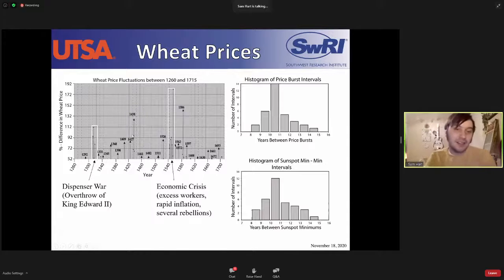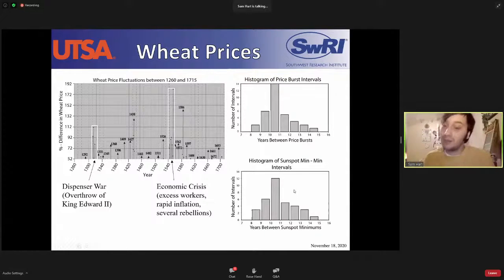So if you take each number and subtract the last time there was a price burst, you receive this histogram over in the top right. So this is a histogram of price burst interval. So what was the time between when wheat price was incredibly high to where it was normal to where it was high again? And you see that happens roughly about 10 to 11 years on average.